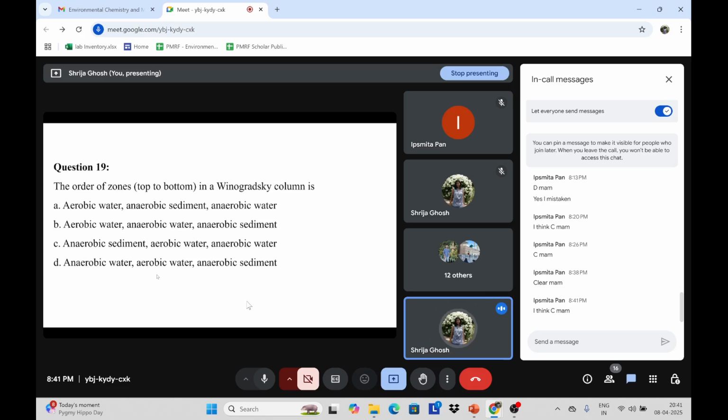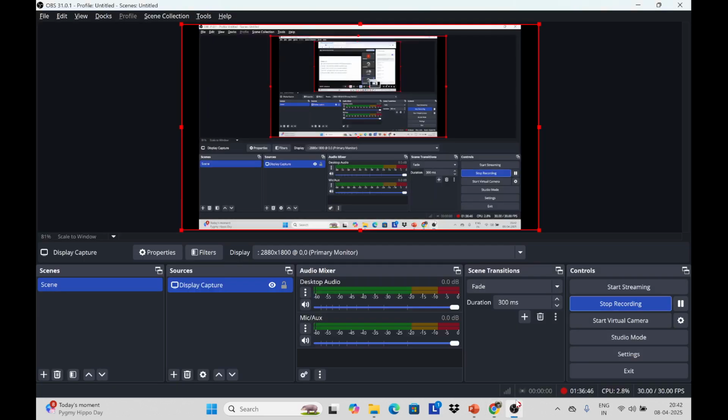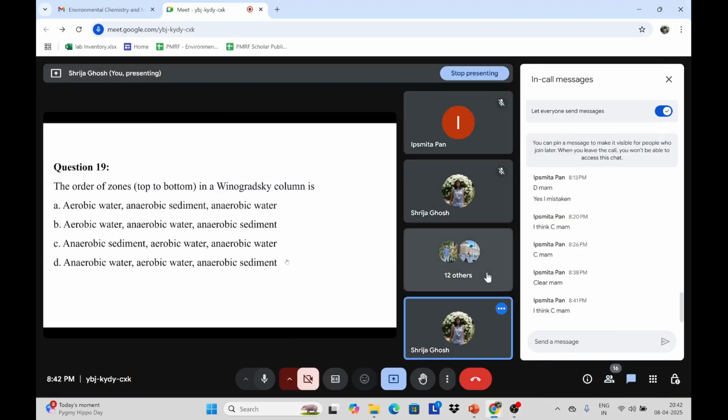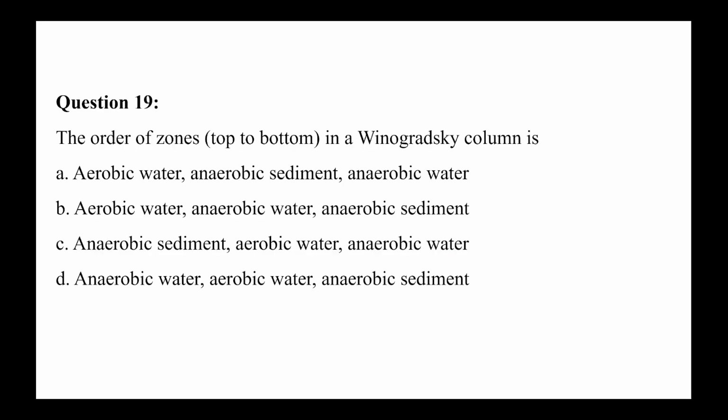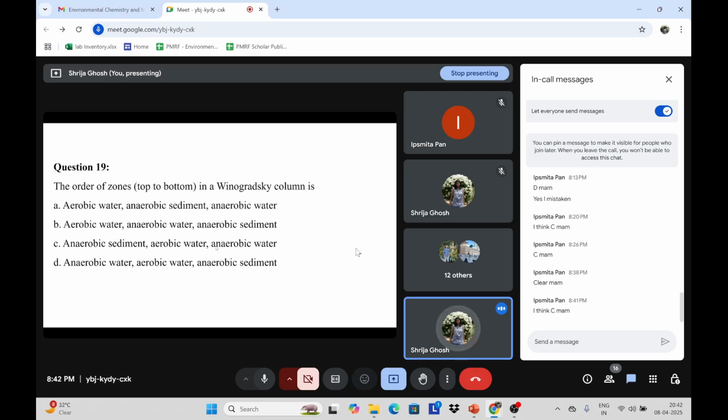If Smita says option C. Okay. Anyone else? Anybody else wants to answer?